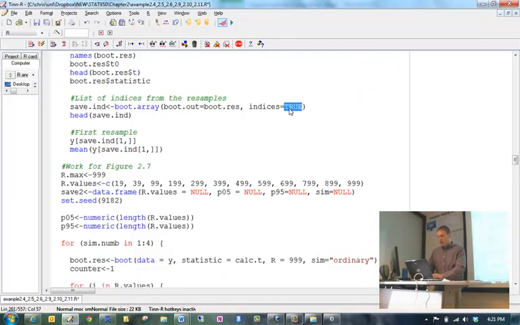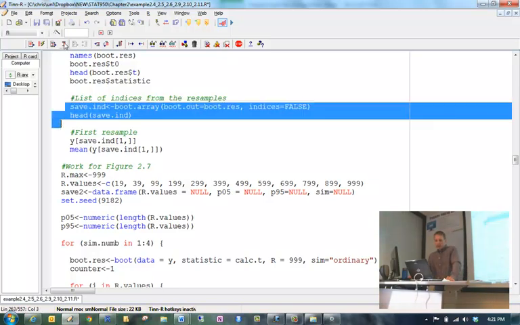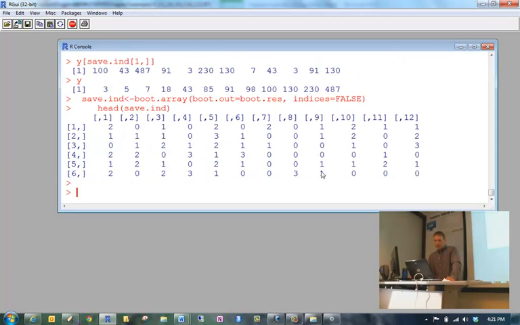Just to show you what would happen if I put false here for the indices argument. Let's do this. What do you think that is? Things being displayed. I still have 12 columns. Frequencies, exactly. So twice I got Y1 in my first resample. Here's one time. Here's the other time.